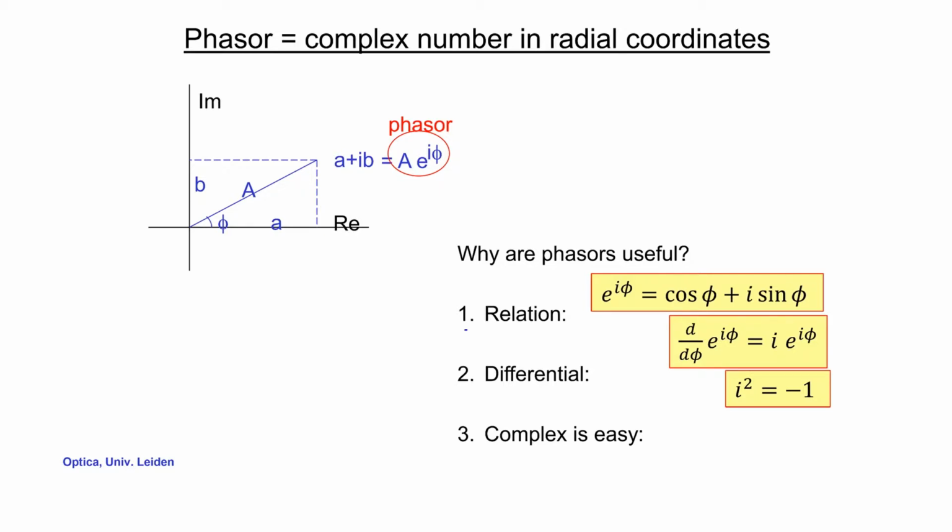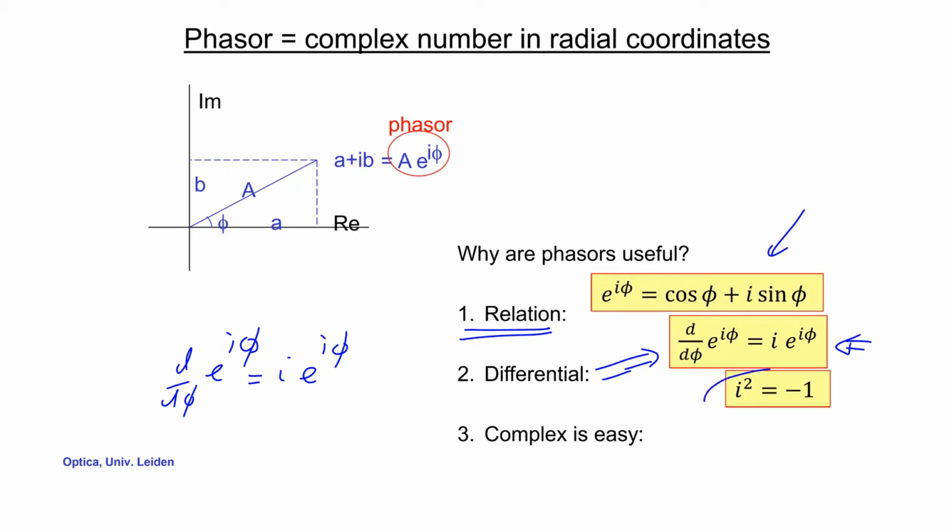The first one is this relation that I just mentioned, e to the power i phi. The second one is that exponents are easy to differentiate, right? Because if you take the derivative of e to the power i phi, you get i times e to the power i phi, as indicated here. And the third one, of course, is that complex numbers are not that difficult to calculate with, because you have the relation i squared is minus 1.